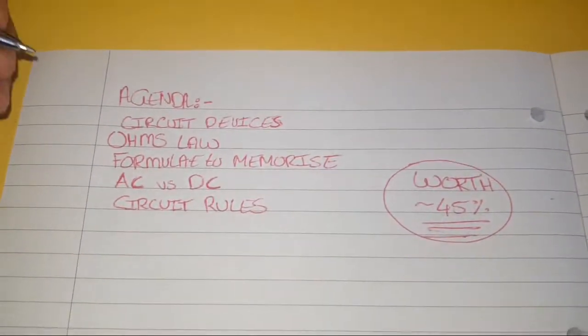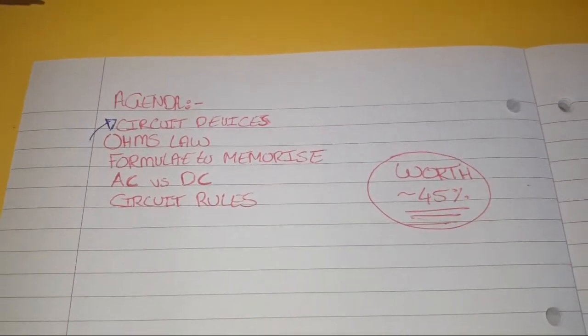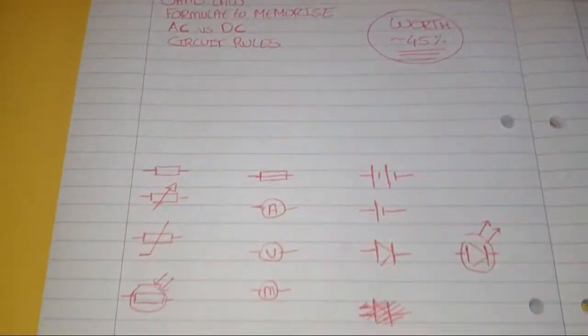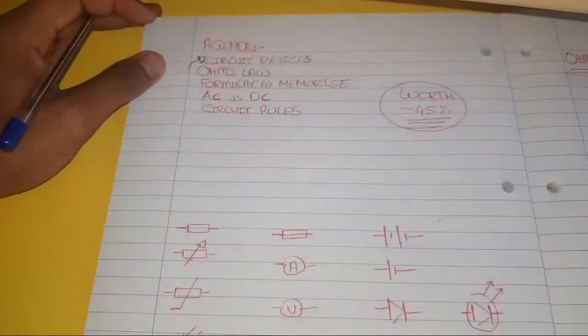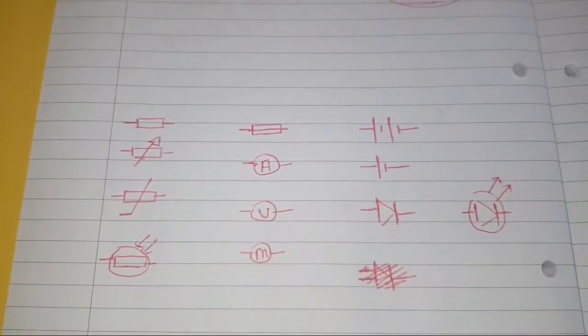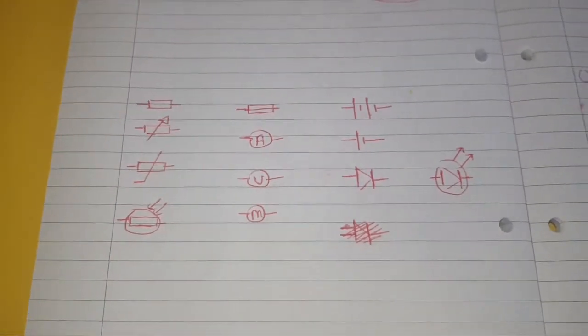Okay, so first things first, we're going to start with circuit devices. Seems simple, but you get marks for that as well. So let's just look through this very quickly. You can either comment down what you reckon these are or write it down yourself, but I'll just go through them.